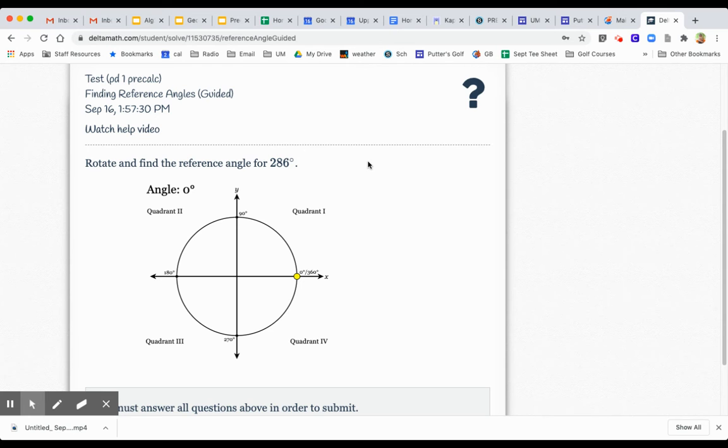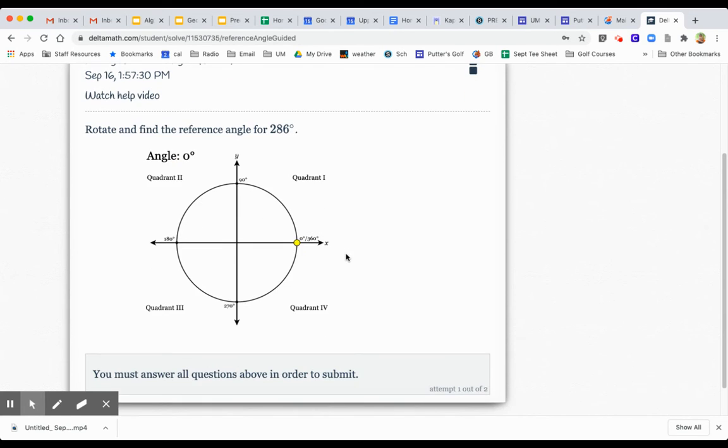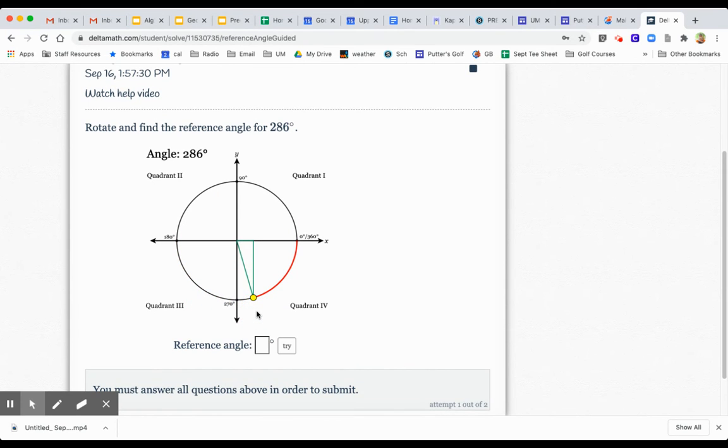Okay, so in here, it says rotate and find a reference angle for 286. Now this is pretty user friendly in that you just click and drag this around until you get to 286 degrees. So it gives the students an idea what an angle is in standard form. Now you could see that this little red piece lit up here, right? So basically, that's DeltaMath saying, hey, there's the answer. You just got to figure out that angle.